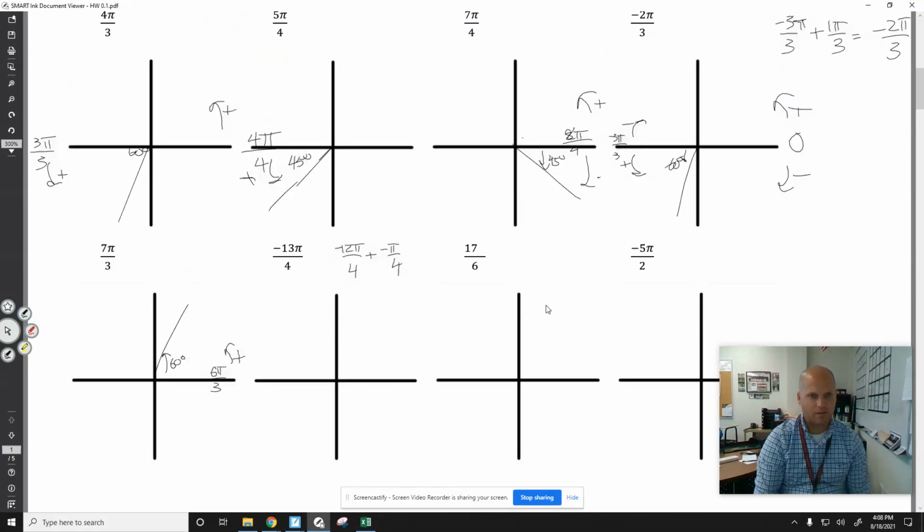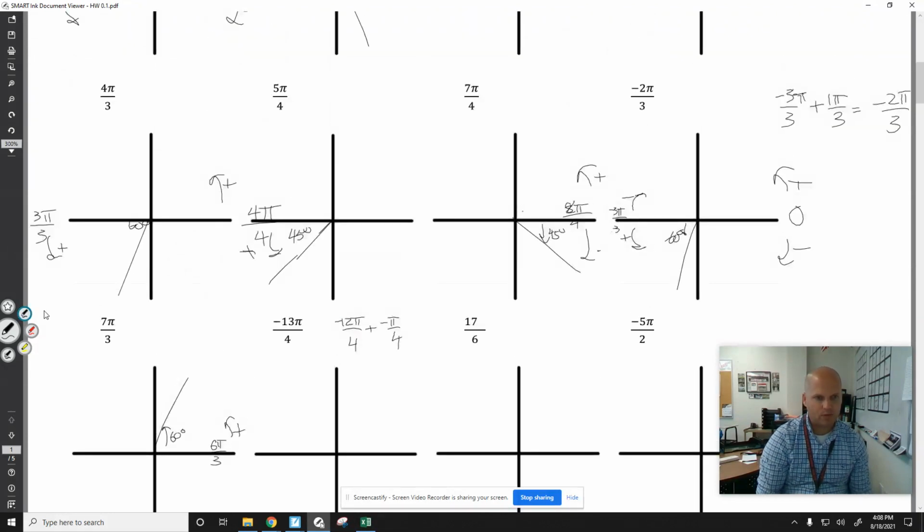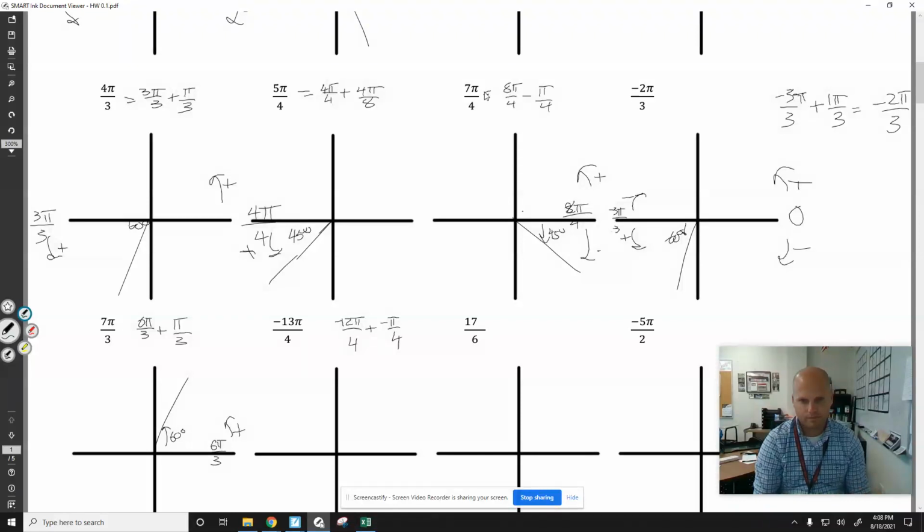That's a good way to write things, like 7 pi over 3 is 6 pi over 3 plus 1 pi over 3. 4 pi over 3 is 3 pi over 3 plus a pi over 3. I'm going to do this tomorrow during the lesson. 5 pi over 4 is 4 pi over 4 plus a pi over 4. 7 pi over 4 is 8 pi over 4 minus a pi over 4. Right? Maybe that helps you if you do that. Try it.